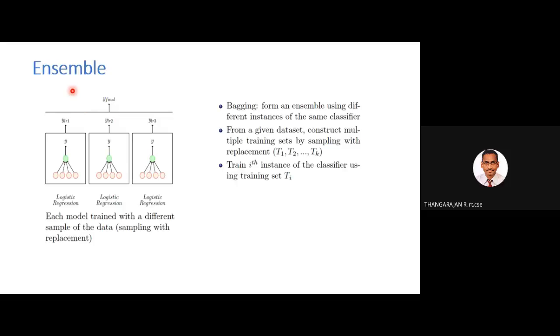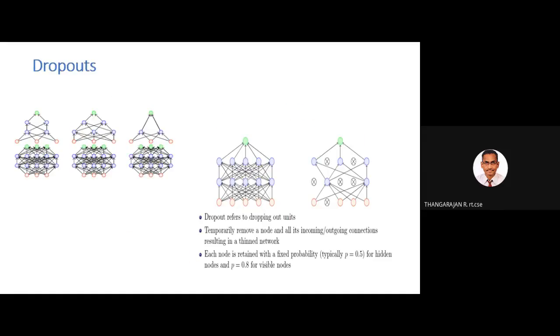Ensemble means using multiple models with different subsets of the training data, and finally you just use some centrality measure, taking an average. So that is the ensemble method. I will just tell you, an ensemble method is almost similar to dropout in neural networks. You might have come across dropout.